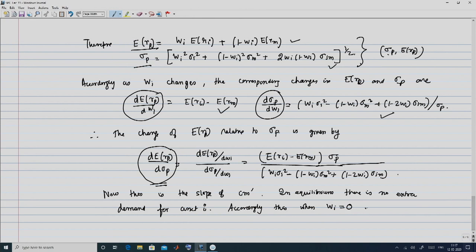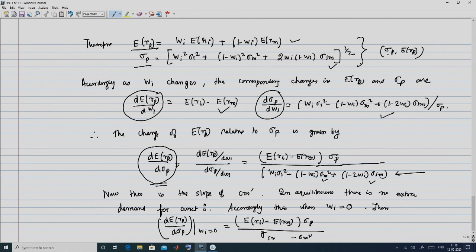So then this slope, the derivative of ERP with respect to sigma P at WI equal to 0, what is this going to be? This is going to be nothing but ERI minus ERM into sigma P, and I put WI equal to 0 in the denominator. So accordingly, in the denominator I will get sigma M square from this term here, so this will be minus sigma M square, and from here I will get sigma IM.